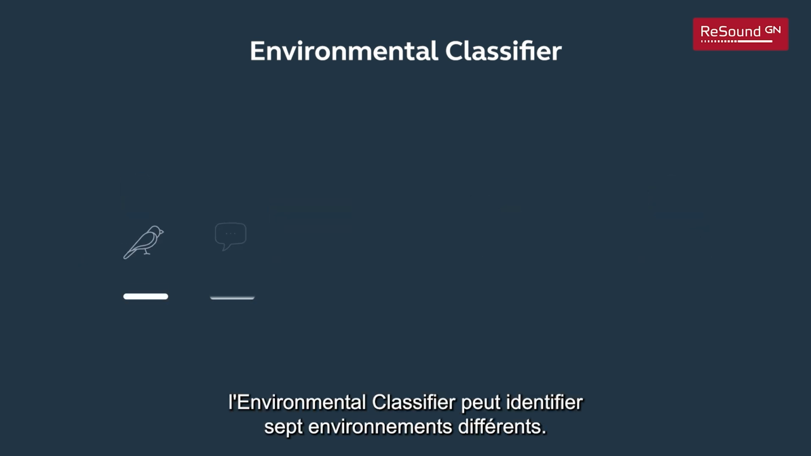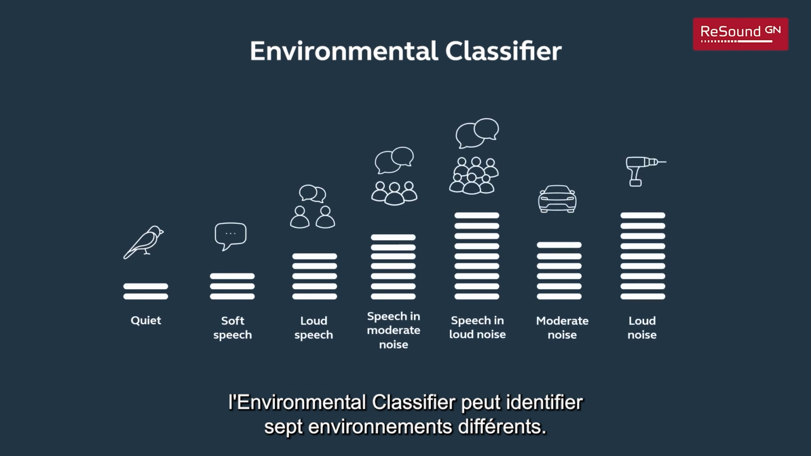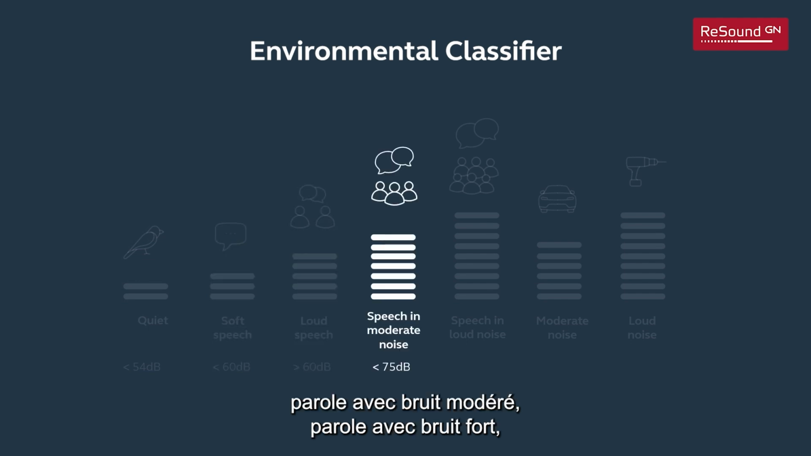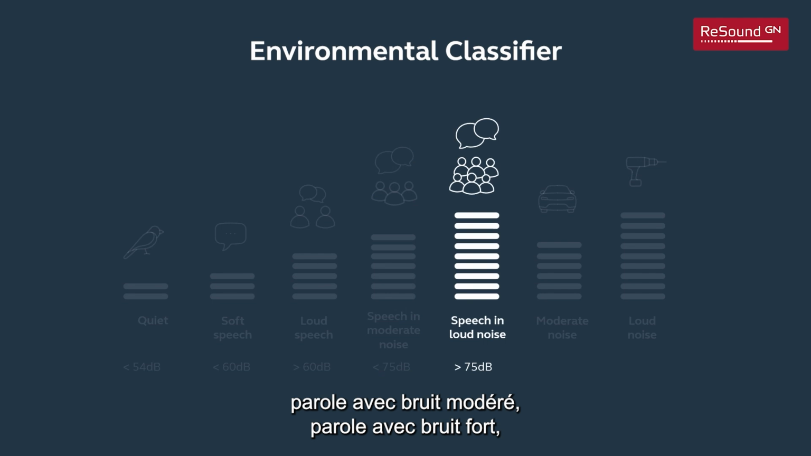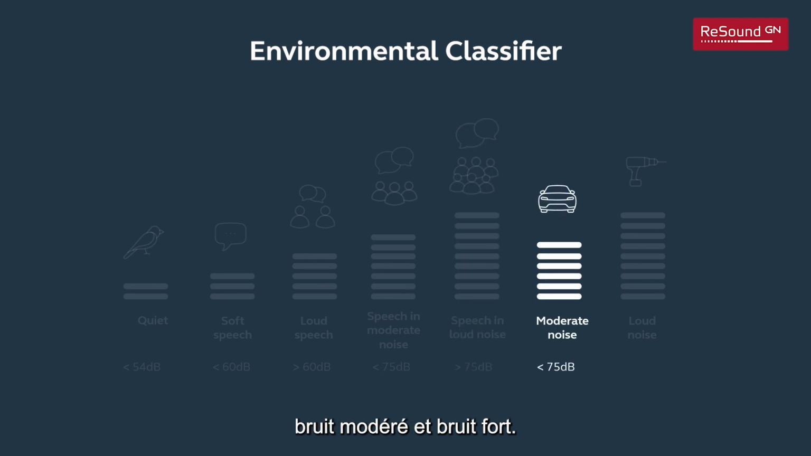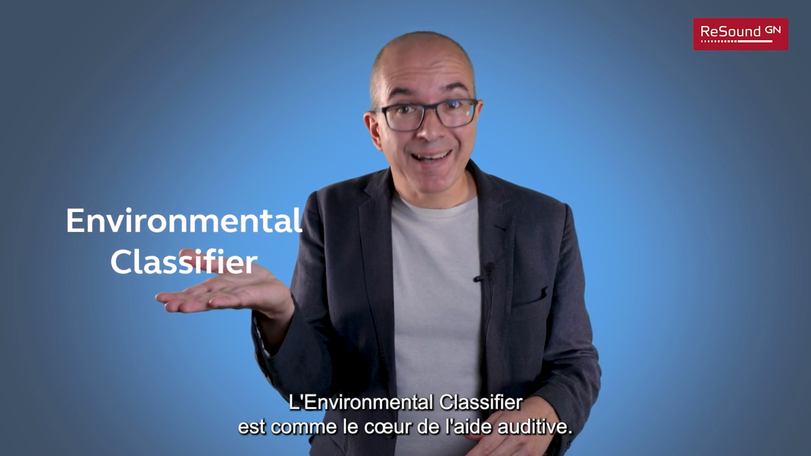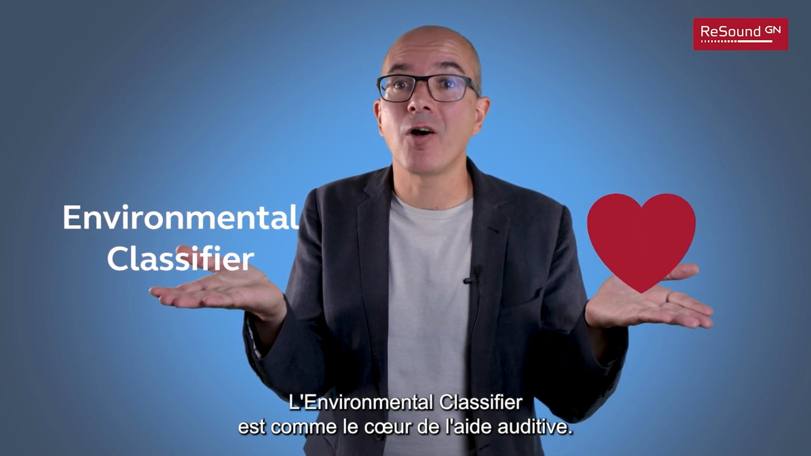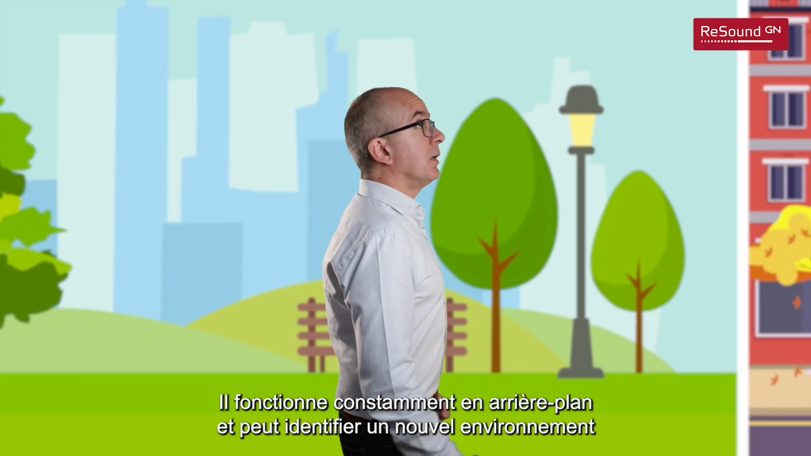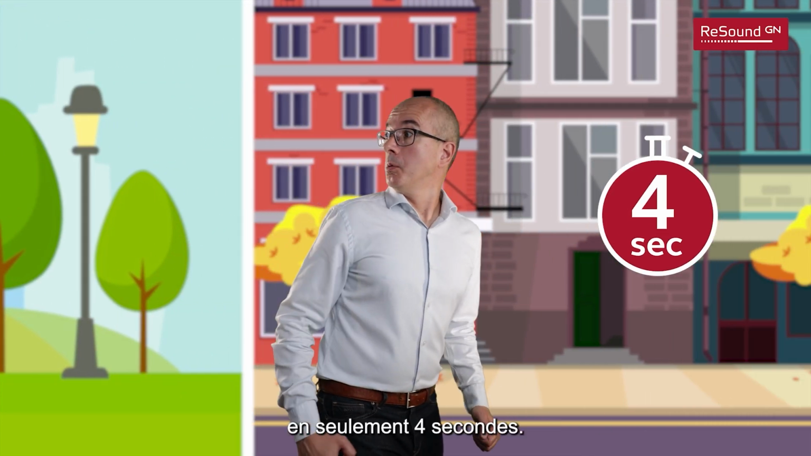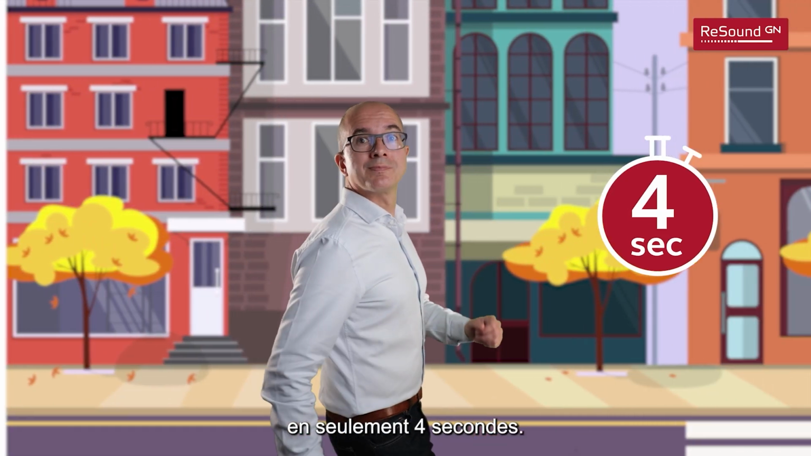Based on this, the environmental classifier can identify 7 different environments: quiet, soft speech, loud speech, speech in moderate noise, speech in loud noise, moderate noise, and loud noise. The environmental classifier is like the heart of the hearing aid. It is constantly running in the background, and it can identify a new environment in only 4 seconds.